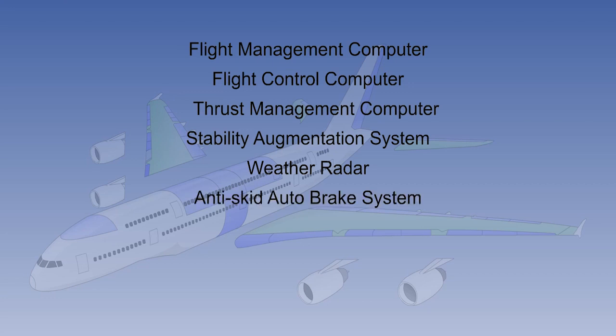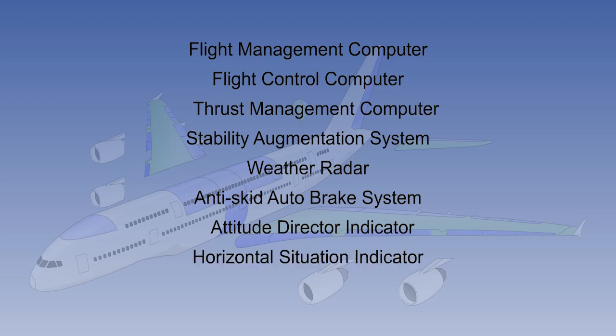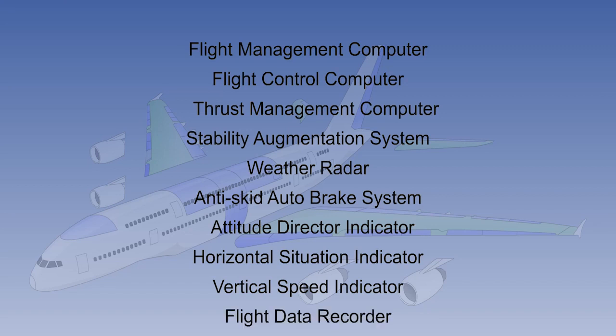Ground speed is fed to the anti-skid auto brake systems, and attitude information is used in the attitude director indicator, and navigation information in the horizontal situation indicator. The vertical speed indicator is rate aided from the vertical accelerometer. This is sometimes called an inertial lead unit. And all attitude, acceleration, velocity and position information is, of course, continuously fed to the flight data recorder.